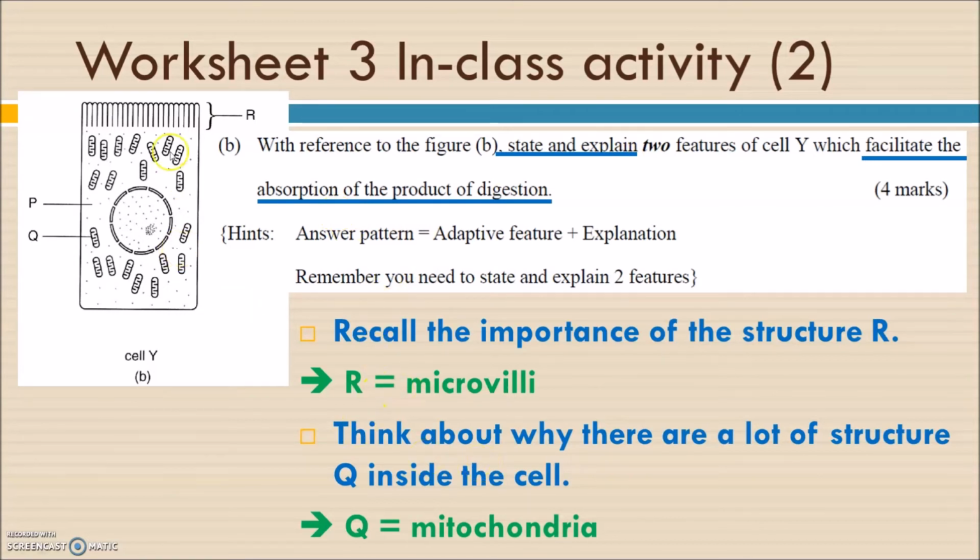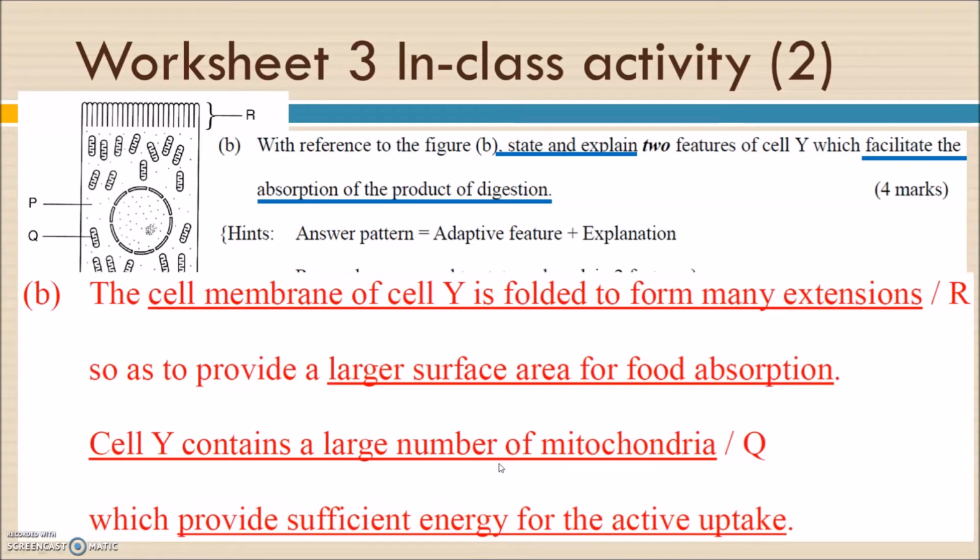And for the other one, think about there being a lot of structure Q in the cell, and structure Q are the mitochondria, the plural form. If we only talk about a single one, it should be mitochondrion, but now I put it in the plural form, so mitochondria. So how is it so important? The cell membrane of cell Y is highly folded, you can put one more word, highly folded to form many extensions, so that it can provide a larger surface area for rapid food absorption. So you can feel that.